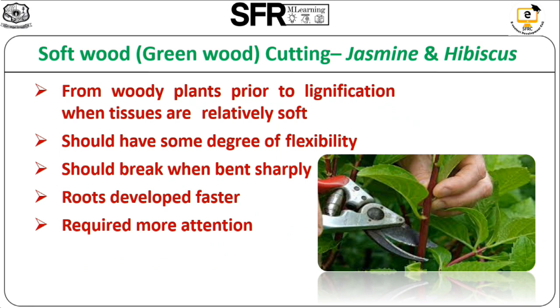Okay. Now we come to the softwood or greenwood cutting, for example jasmine, and here also hibiscus comes under it, because some of the hibiscus plants won't have hardwood. It is from woody plants, prior to lignification, when tissues are relatively soft. The plant shouldn't be too matured, you should take branches which are not yet matured. They should have some degree of flexibility. You can see in the image how the stem is, and it should break when bent sharply. The roots will develop faster compared to hardwood and semi hardwood cuttings. In the softwood cutting the roots develop very fast, but it also requires more attention, or else the stem will be spoiled very fast.